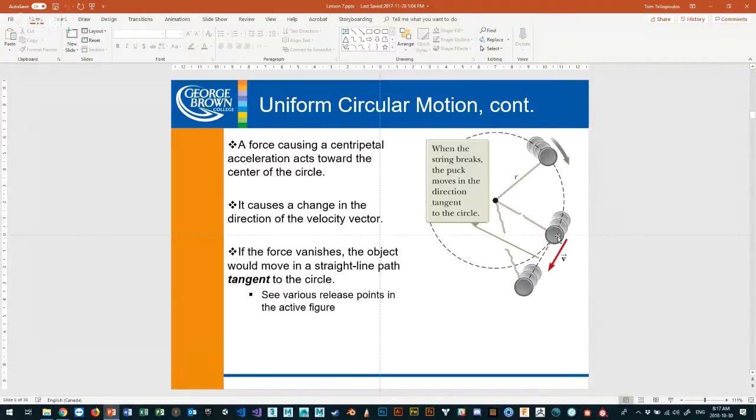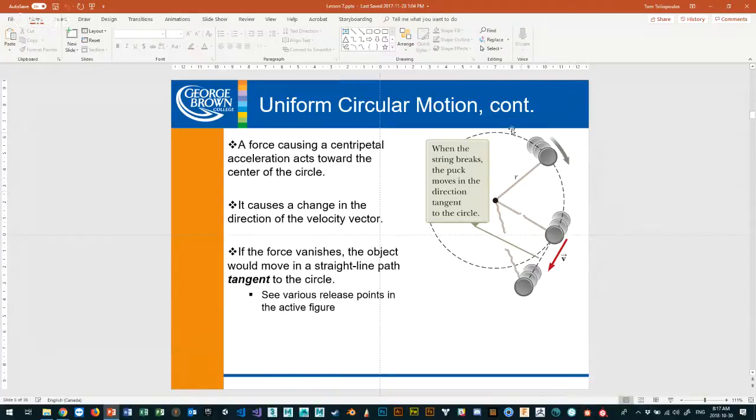But if the string breaks, the puck is going to fly off again, perpendicular to the centripetal acceleration, which is in this direction. So it's going to keep going along the velocity vector that it was on before the string broke, which is usually tangent to the circle, whatever that is. So it's going to go whoop, whip away.